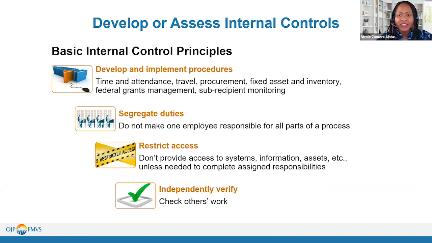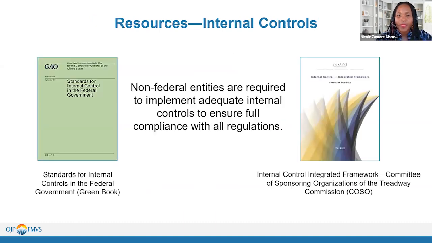And then finally, independent verification. As highlighted, having someone who checks others' work. This could be the supervisor, the manager, but just making sure that you have someone checking someone's work. And again, highlighting that if you have changes to your policies and procedures, it should be written and you should assess this regularly. So for resources, these are two resources that we're going to highlight here that are beneficial.